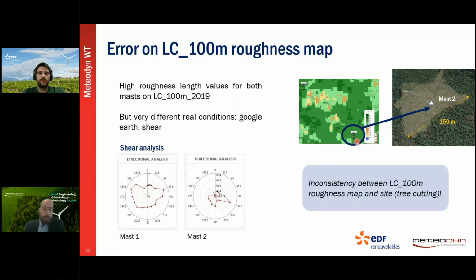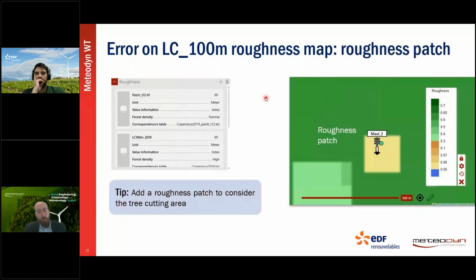So of course there is an inconsistency between the public map and the site, because the map was determined in 2019. Now we are in 2022-23, so if there are changes, the map cannot show them. So we decided to use what we call the roughness patch. The roughness patch is just a modification of the map, and you can do it easily with the software.